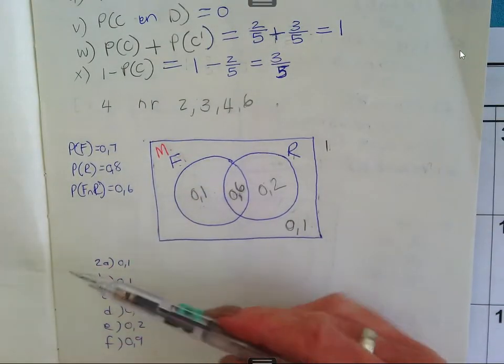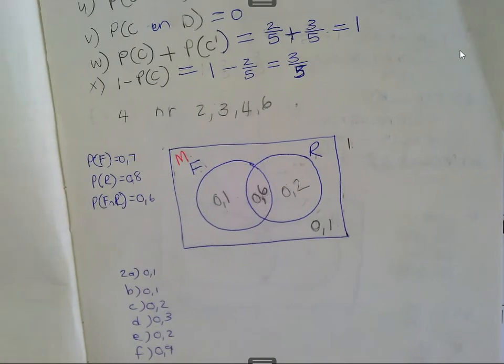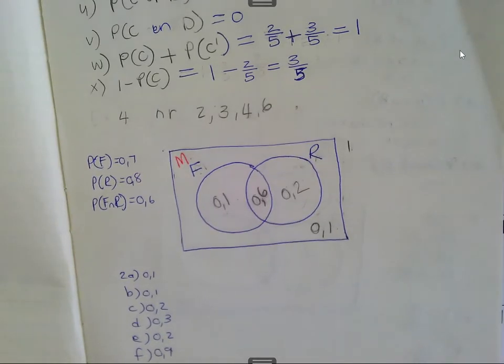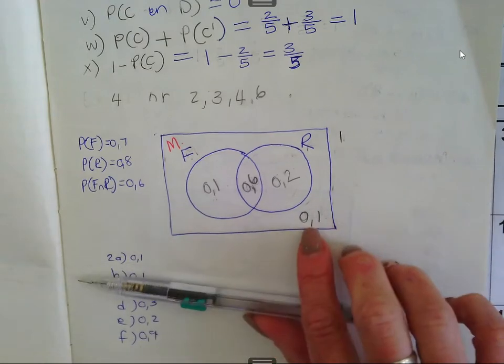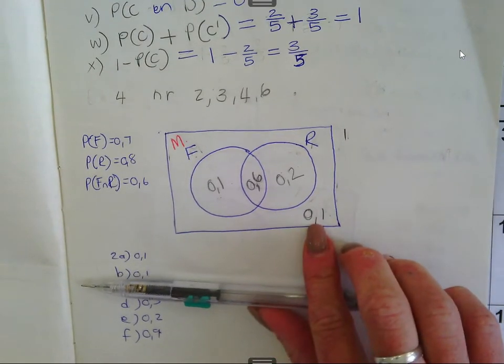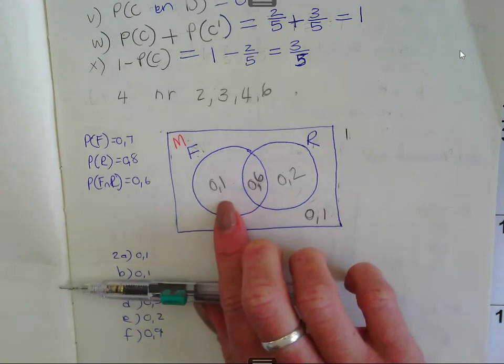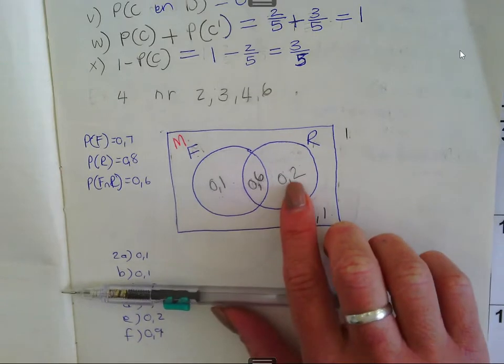Okay, and then the probabilities that they asked for. Let me just get the questions. The probability that he won't go to a movie or a restaurant is 0.1, it's that one on the outside. The probability that he will only go to a movie is 0.1 again, that part. The probability that he will only go to a restaurant is 0.2.